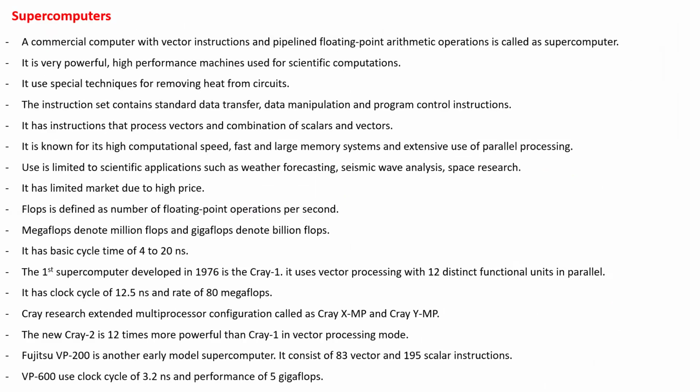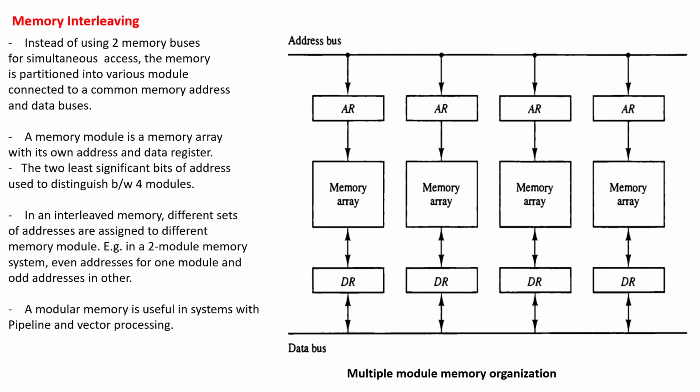Next is memory interleaving. As we saw earlier in the case of data hazards, having separate memory for data and instructions is better. Similarly here, memory is separated into different segments. Here we consider 4 segments. We have a memory array, an address bus, and a bidirectional data bus connected to the same memory with the help of a data register.